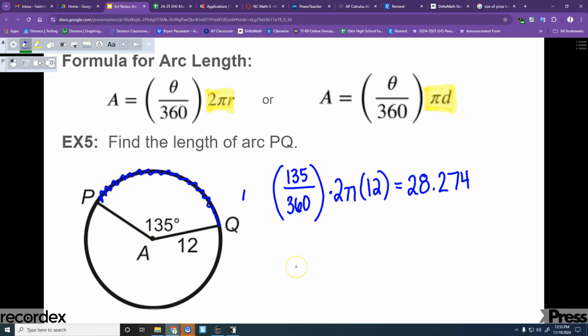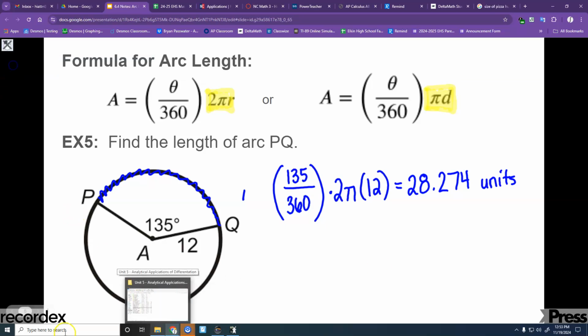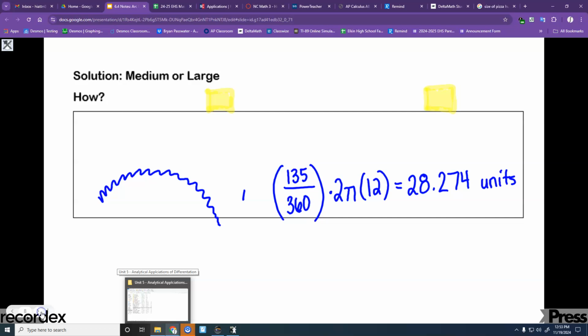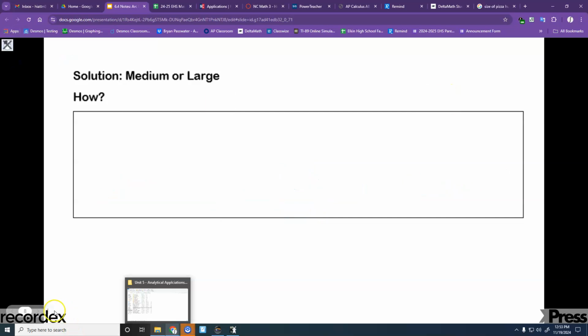28.274, and this one does not have units, so that would just be units. It's not squared here because it's just a length, so if you have inches, your answer is just inches. If you have feet, your answer would just be feet. Okay, and so we might talk about this other pizza problem later.